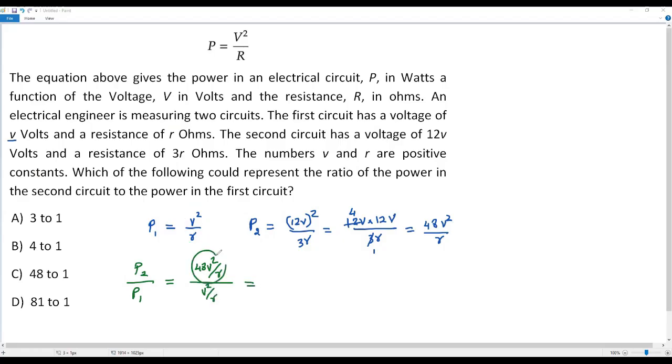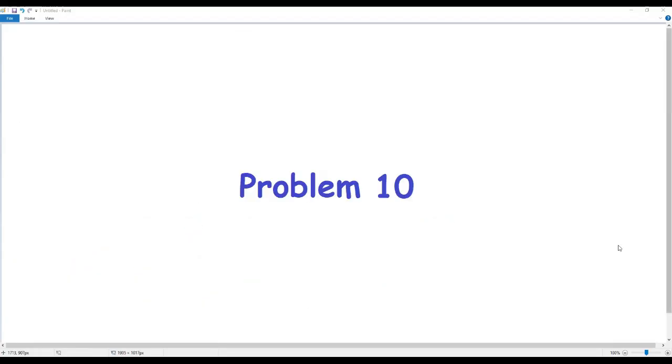Okay, now we can write this fraction as it is, that is 48 V square over R. And we can change this division as multiplication by R over V square. This V square will cancel out, and here R will cancel out. I am getting 48 over 1. Here I got the ratio of the power in the second circuit and the power in the first circuit, that is 48 over 1, or it can be said as 48 to 1. We find 48 to 1 in answer choice C. The correct answer choice for this question is C.